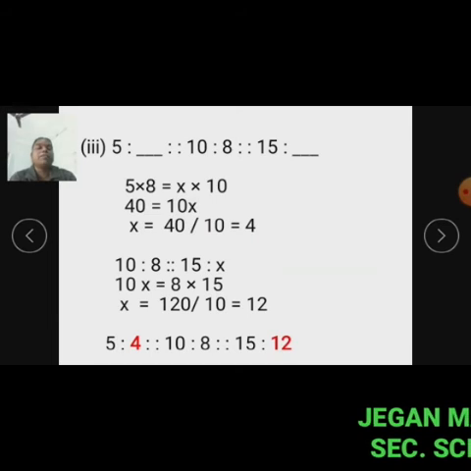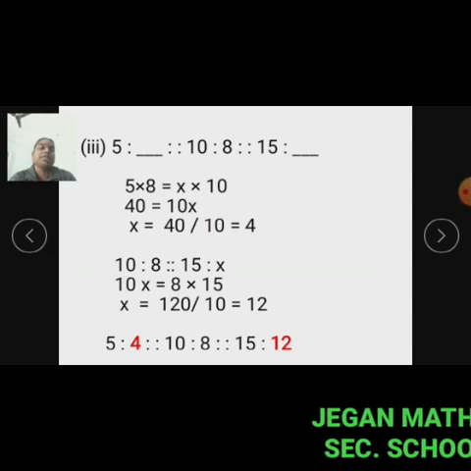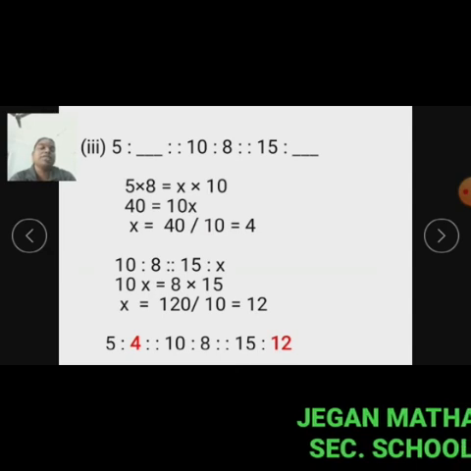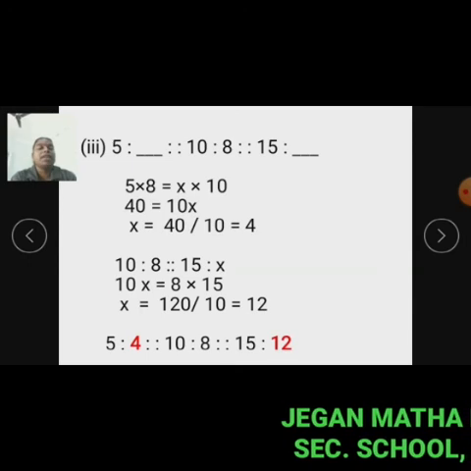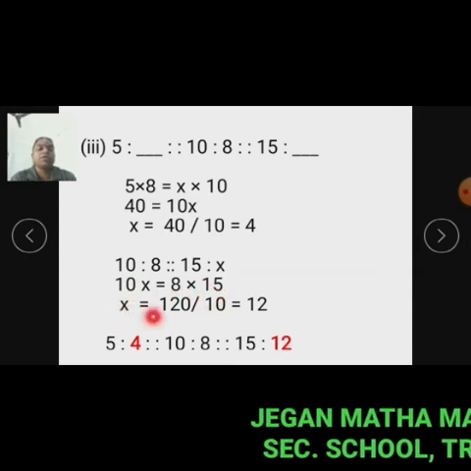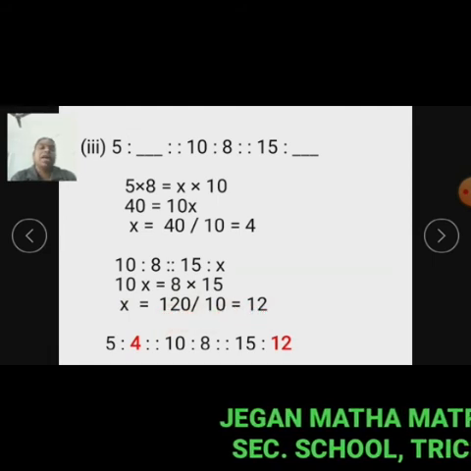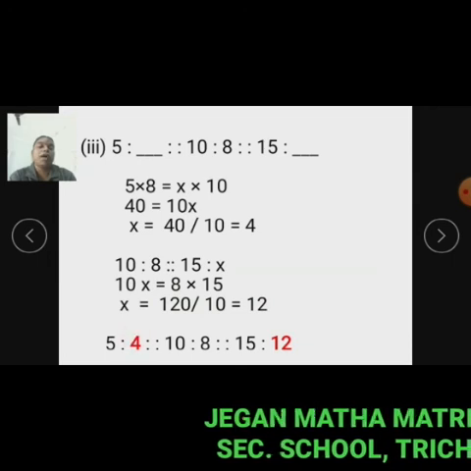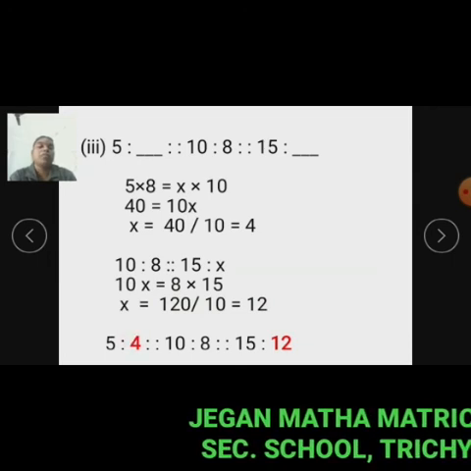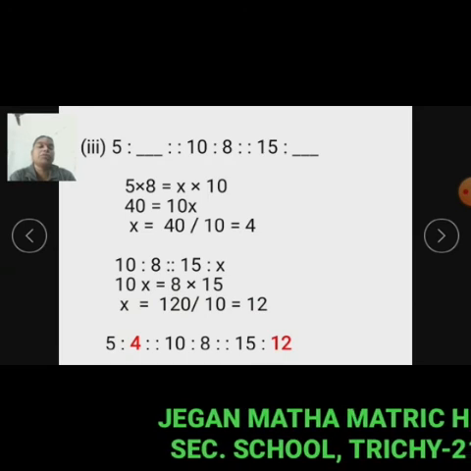Next we take 10 is to 8 is proportion to 15 is to x. Here 10 and x are extremes and 8 and 15 are means. 10x equal to 8 into 15, x equal to 120 divided by 10 equal to 12. So the answers are 4 and 12. 5 is to 4 is proportion to 10 is to 8 is proportion to 15 is to 12.